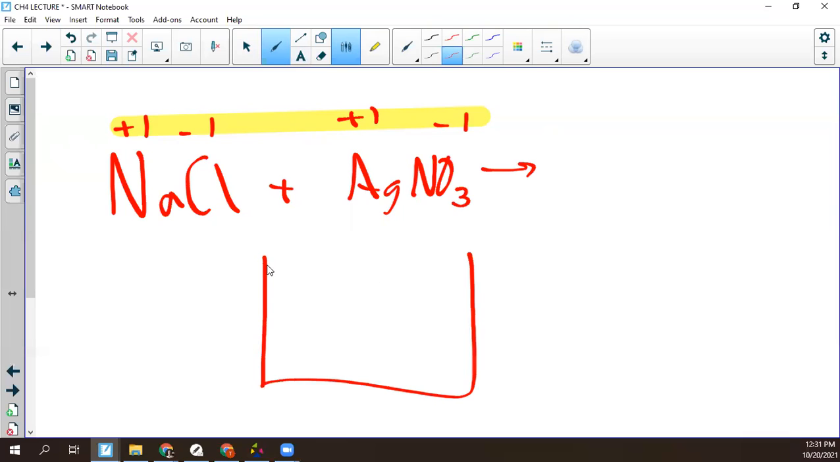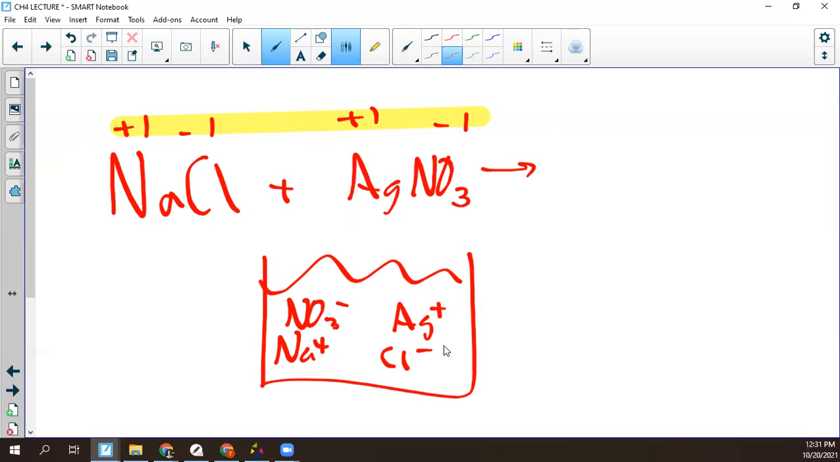So in this beaker, I have all 4 of these things just chilling. 2 pairs would never hang out together, charge-wise. Tell your partners who would never hang out together. I shouldn't say 2 pairs, sorry. 1 pair or 2 of them would never hang out. So in this beaker, what 2 species dislike each other and would never form a bond? The 2 pluses and the 2 minuses, right?